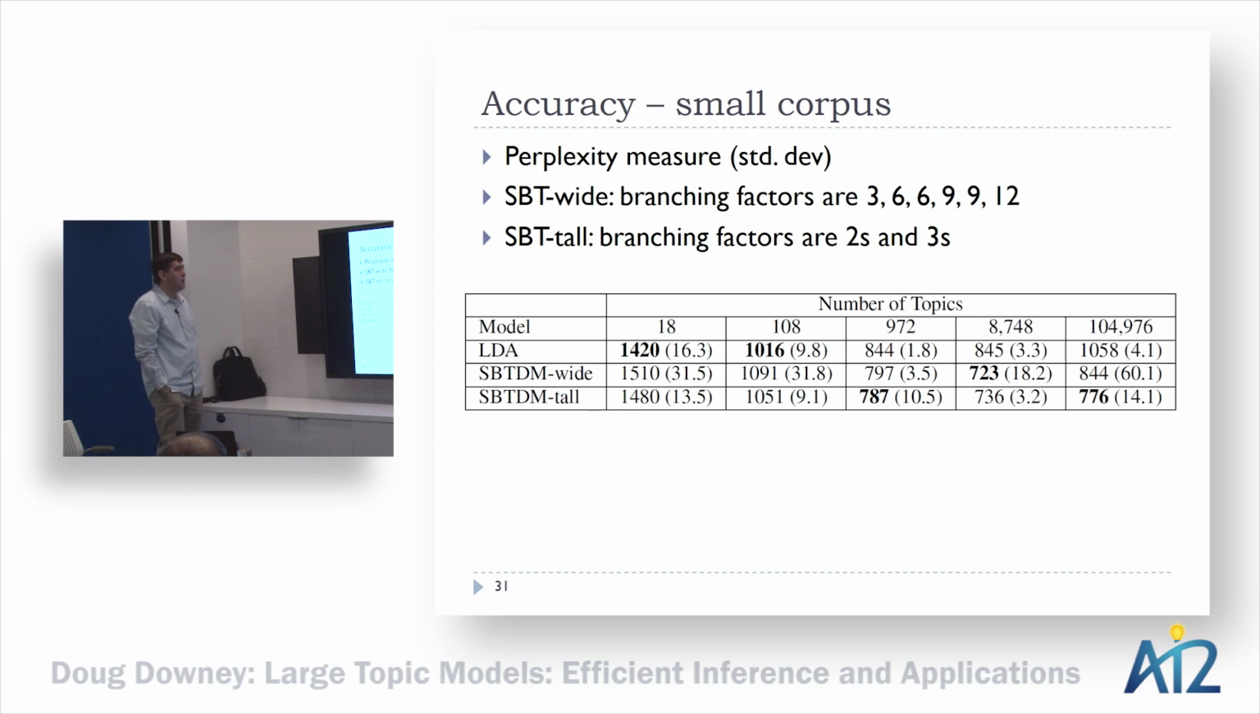All right. And so the other thing is, why are we doing this? Why do we want hierarchies? Because it's more accurate as the number of topics gets large. Here we're measuring accuracy in terms of the perplexity measure. That's just how accurate the model is at predicting held out text. Lower is better. And as the number of topics gets large, these sparse Backoff tree models do actually do well.